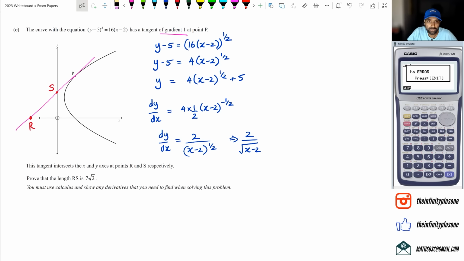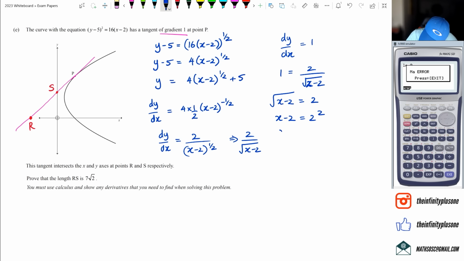So I need to figure out what the point P is. I know that the gradient is equal to 1, so I can say dy/dx is equal to 1. So 1 is equal to 2 over the square root of (x minus 2). Cross multiply, and I get the square root of (x minus 2) is equal to 2. Square both sides, and I get x minus 2 is equal to 2 squared. x minus 2 equals 4, and x is equal to 6. Now this particular 6 is the x coordinate of P. That's what the 6 is.